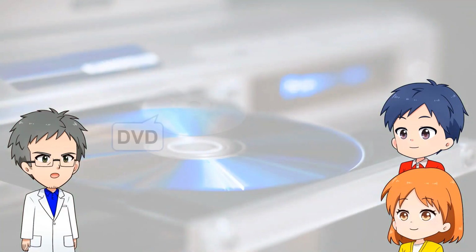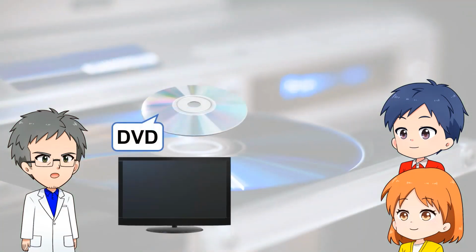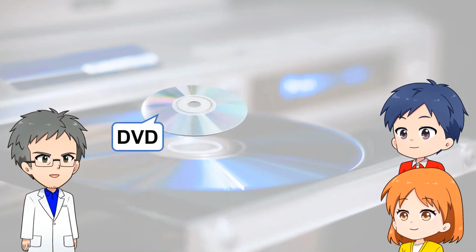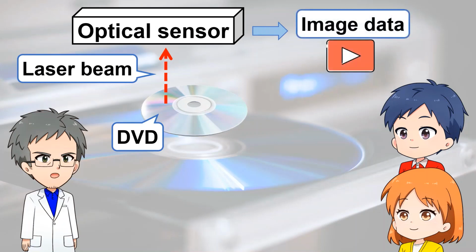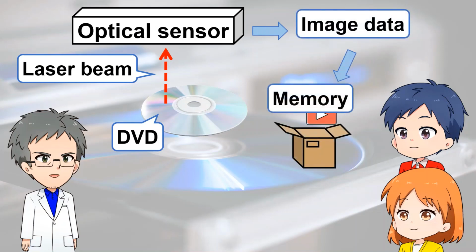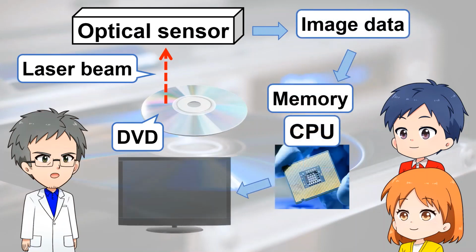That reminds me, a laser sensor is used when watching DVDs. What? How does it use a laser beam? The laser beam is shined on the DVD, and the optical sensor reads the reflected light. This generates the image data. It is saved in the memory, and the CPU shows it on the screen.